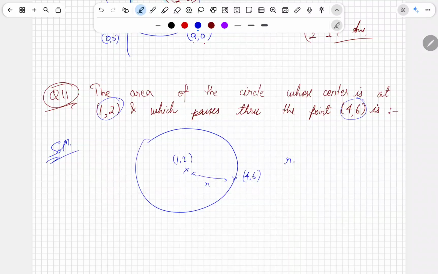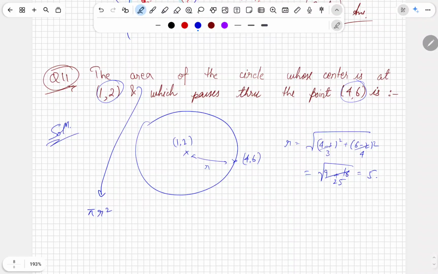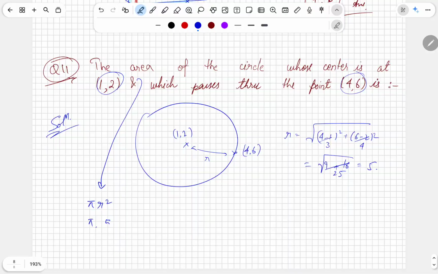Calculate the radius. Radius will be root of (4 minus 1) whole square plus (6 minus 2) whole square. 4 minus 1 is 3, 6 minus 2 is 4. So 3 square is going to be 9, 4 square is going to be 16. This is going to become 25. Radius will come as 5. Area formula is pi r square. So it will be pi into 5 square, that is going to be 25 pi unit squared.